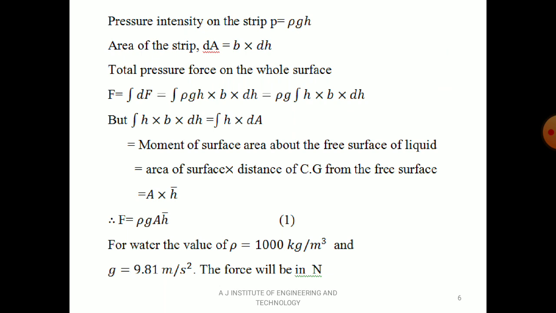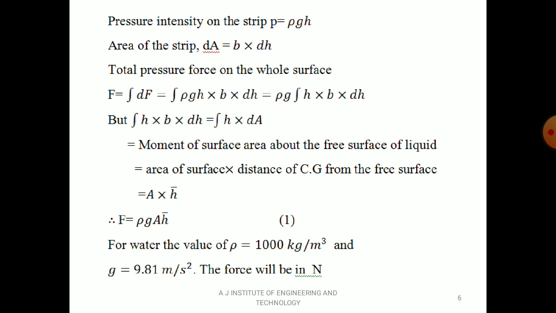So therefore, total pressure force on the whole surface. You know pressure equal to F by A, force by area. So in order to get force, we have to multiply area by pressure. So we have area, that is dA, and we have pressure, that is P equal to rho gh. So F can be obtained very easily. F equal to integration of dF, that is, for the small elemental area, equal to integration P into dA. What is P? P is rho gh, dA is B into dh. So integration rho gh into B into dh.